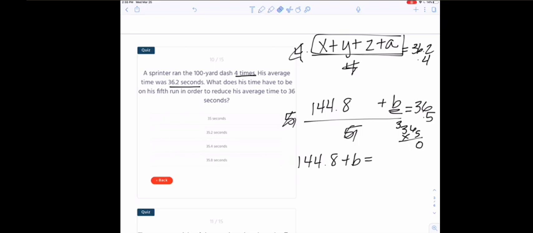Sorry, let's do that again. 5 times 6 is 30. Put a 0, carry the 3. 5 times 3 is 15, plus 3 is 18. So 180. Now I'm going to subtract 144.8 from each side. I have to add a decimal; 1 is 0.